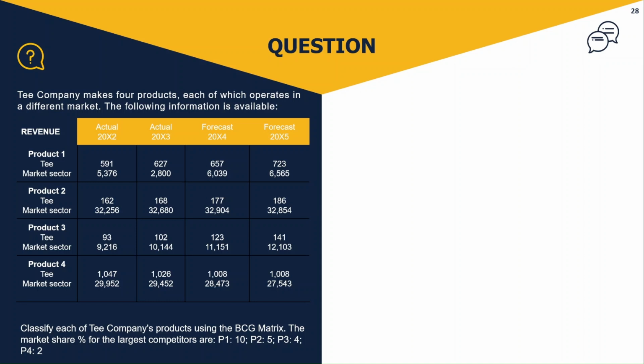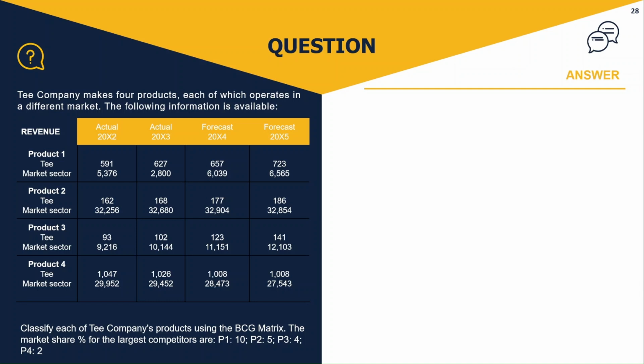The market percentage share for the largest competitors: P1 has 10%, so that's product 1. Product 2 has 5%, product 3 has 4%, and product 4 has 2%. Okay, so you might want to pause the recording and have a go at this. Just before you do, when we talk about high versus low market growth, the cutoff is about 10%, right? So if it's more than 10%, it's high. If it's less than 10%, it's low.